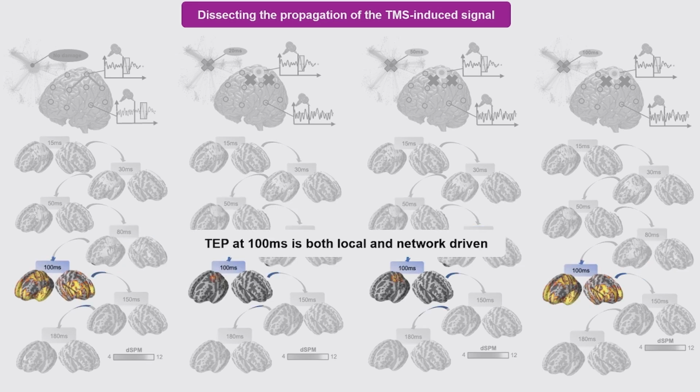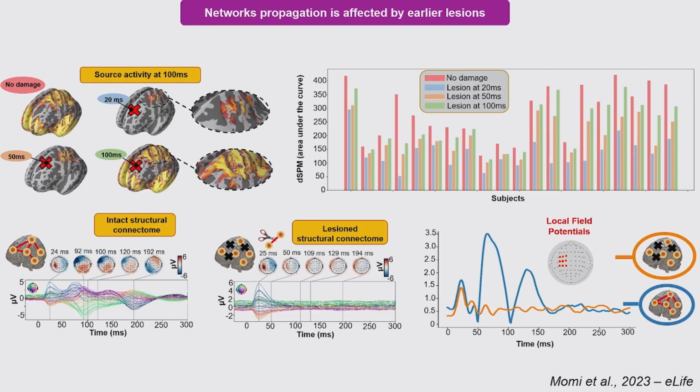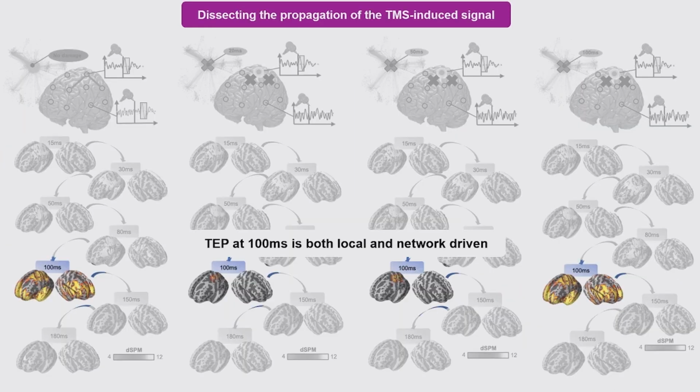And moving along in time, again, at 100 milliseconds we have a mixture of the two effects. We lost some propagation pattern to the ipsilateral and contralateral hemispheres. So this means that this is basically network driven, but we still have some local echo, some reverberation, meaning that this response is not purely local.